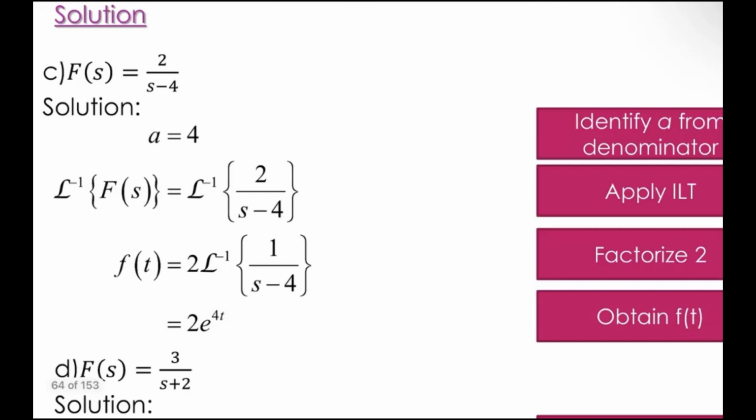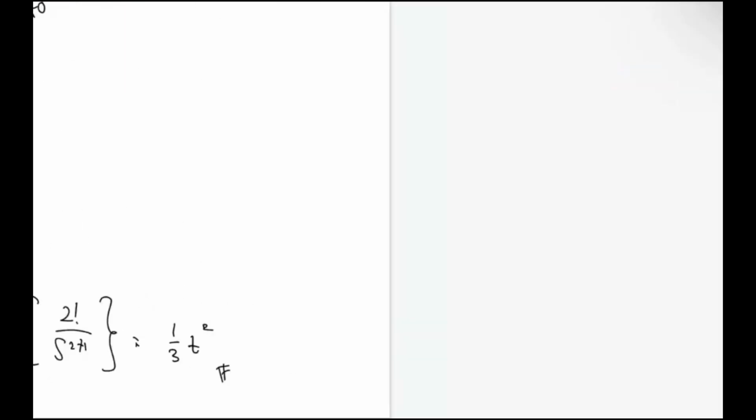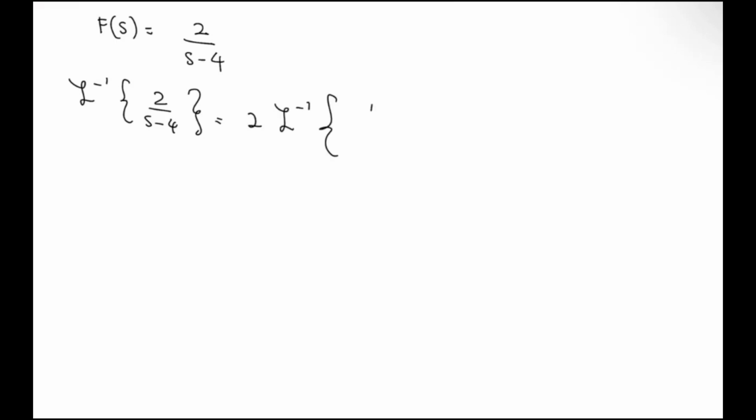2 over s minus 4. So we have F(s) equal to 2 over s minus 4. So inverse Laplace of 2 over s minus 4. So you can put 2 outside, and then we have 1 over s minus 4. So 1 over s minus 4 is e^(4t). So times 2, 2e^(4t).